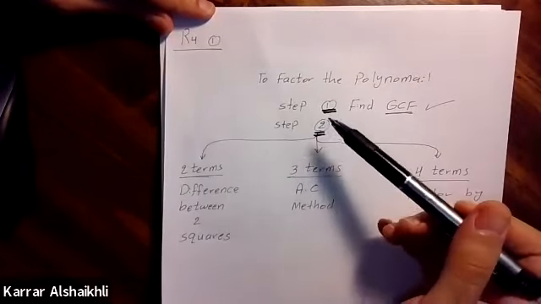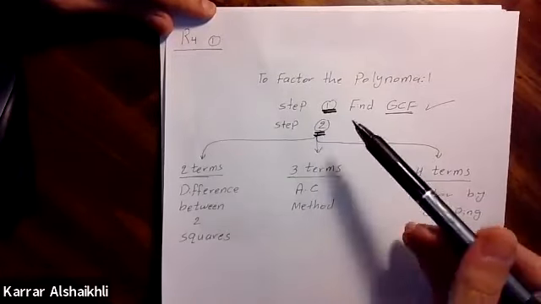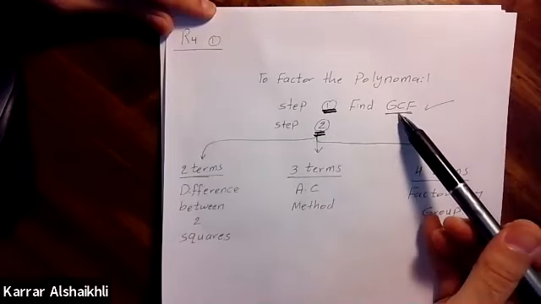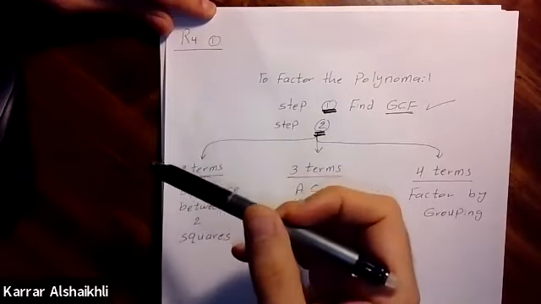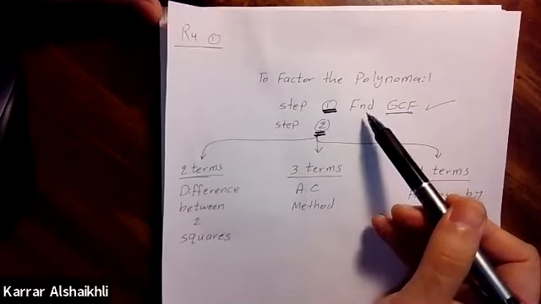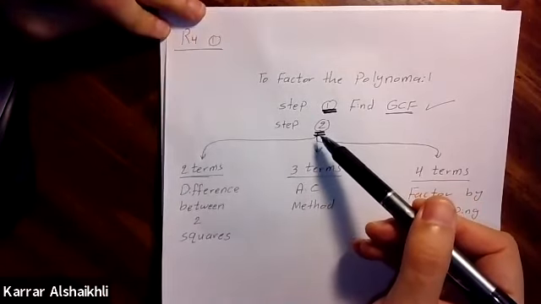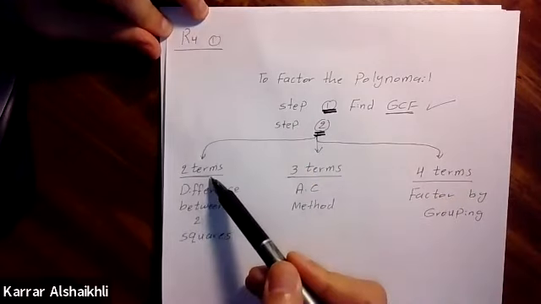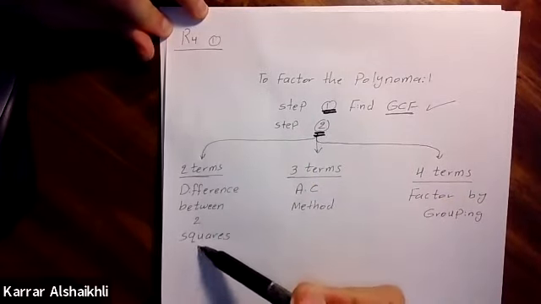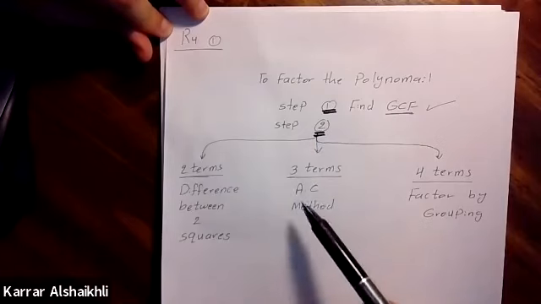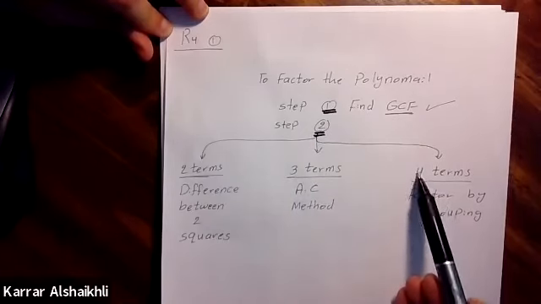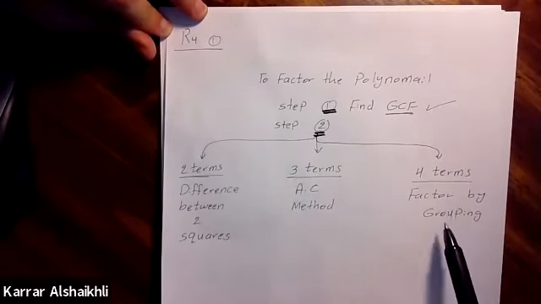Always you have to do these steps. Find the GCF. If there's a GCF, you're going to factor out the GCF, and then go to the next step. It depends on how many terms you have. If you have 2 terms, you're going to use the difference between 2 squares. If you have 3 terms, you're going to use the AC method. If you have 4 terms, you're going to use factoring by grouping.